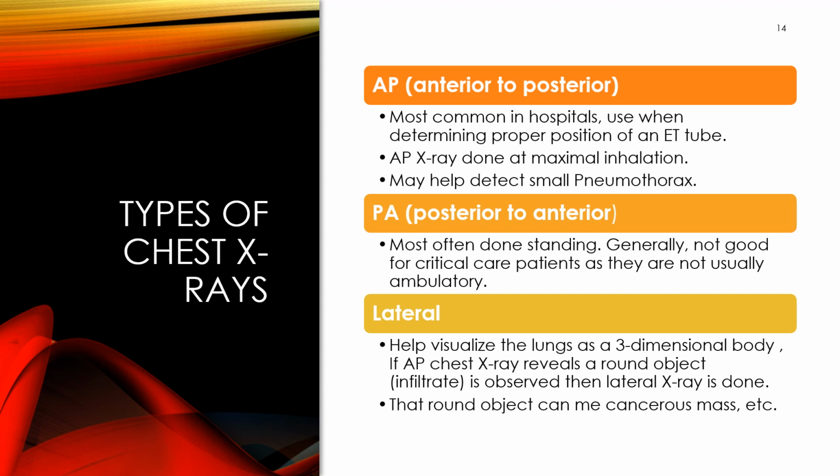Then they have a lateral x-ray. A lateral x-ray helps you visualize the lung from a three-dimensional image. Suppose an AP chest x-ray reveals a round object that looks like infiltrate. But if a lateral x-ray is done, then you can see that this object is actually round, and it could be some form of cancerous mass. So remember, those are the three types of x-rays, and the AP is the most common one done in the hospital setting.